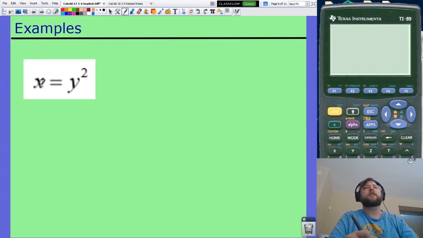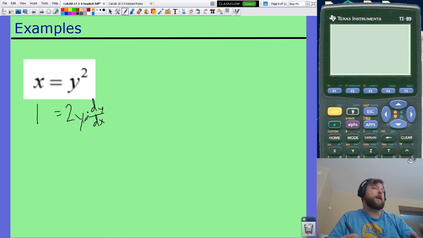So let's take that equation x equals y squared. That was one of those we showed above. I'm going to differentiate both sides. The derivative of x is just 1. The derivative of y squared, a variable squared, would be 2 times y. Then you got to go times dy dx at the end because you differentiated a y.